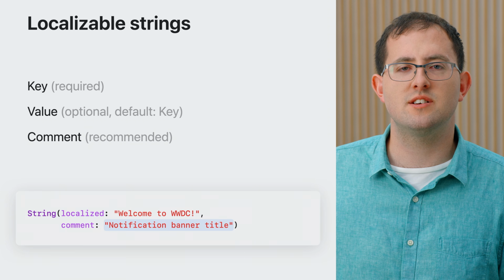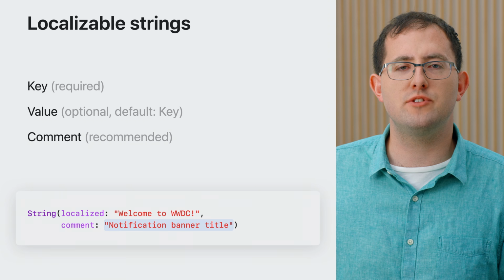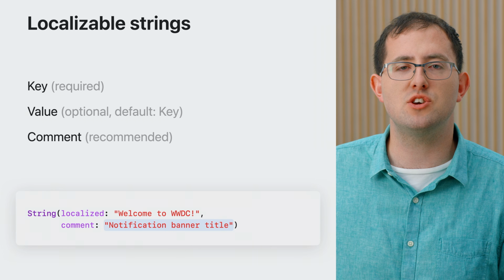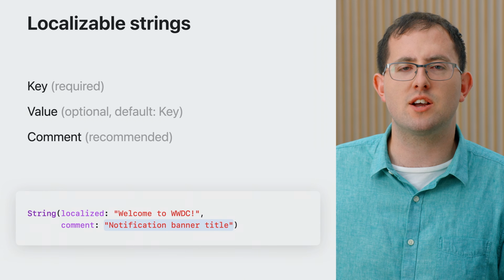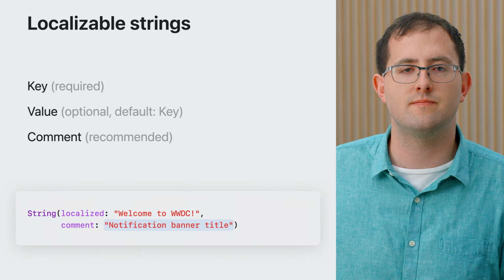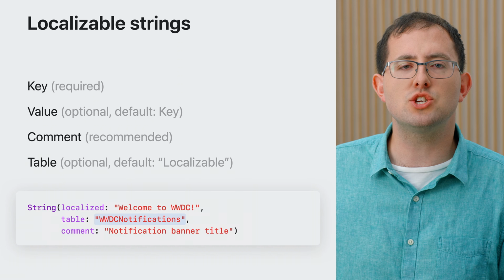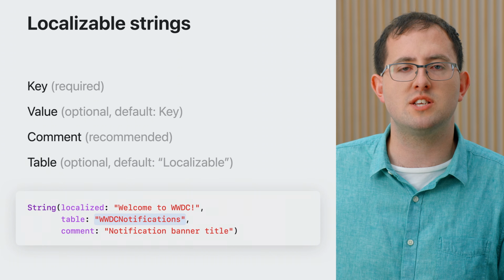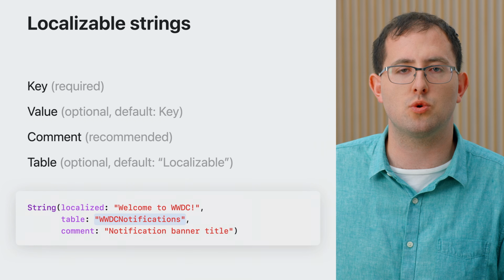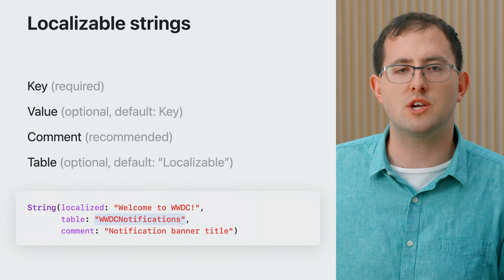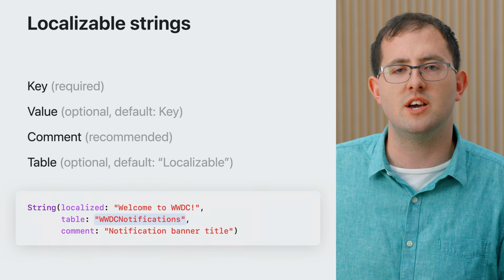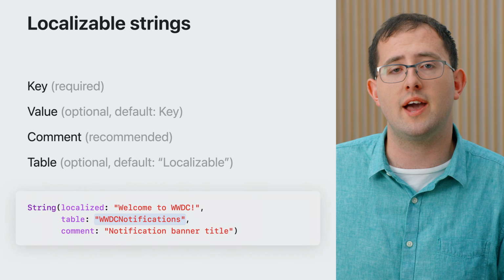Next, string comments provide a way to give the translator context about where and how the string is being used in the user interface. We recommend adding comments to strings in order to help resolve ambiguities for the translator. Finally, each localizable string belongs to a string table, which corresponds to one or more files in which translations will be stored. By default, strings from code are placed in the Localizable table, but that can be customized if you'd like to organize your strings some other way.